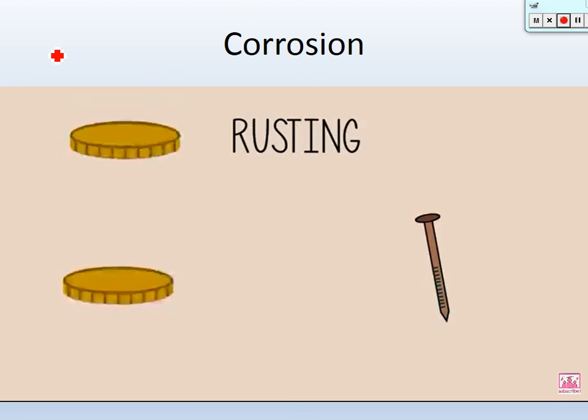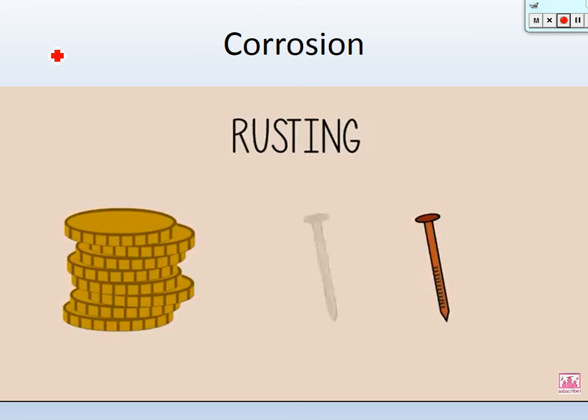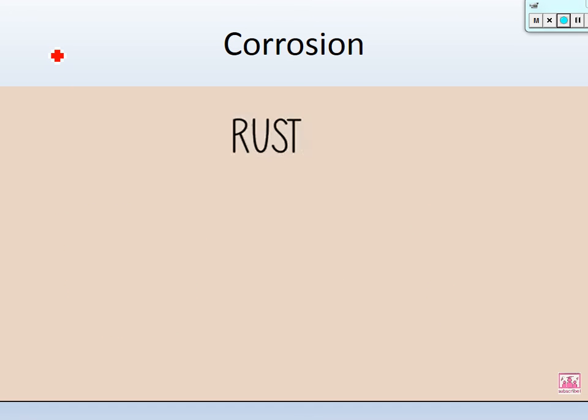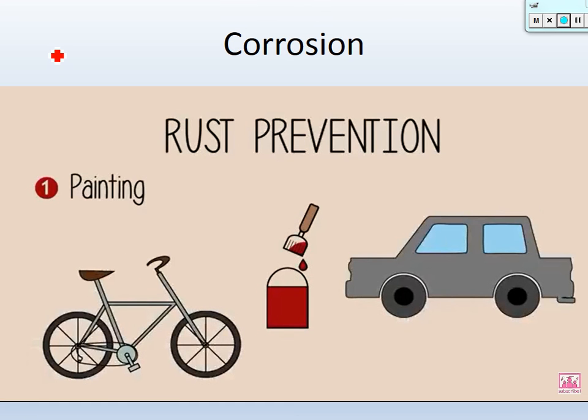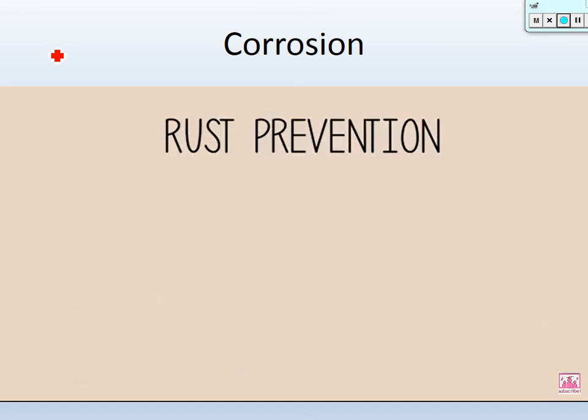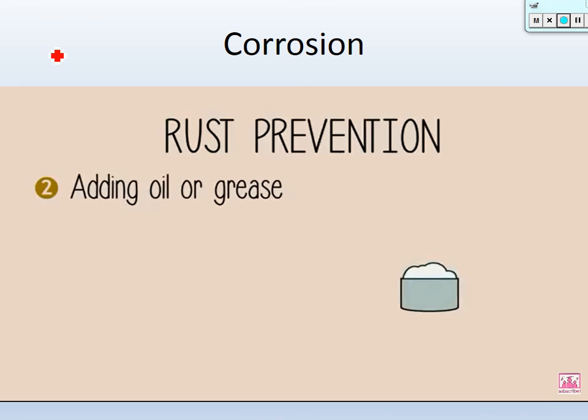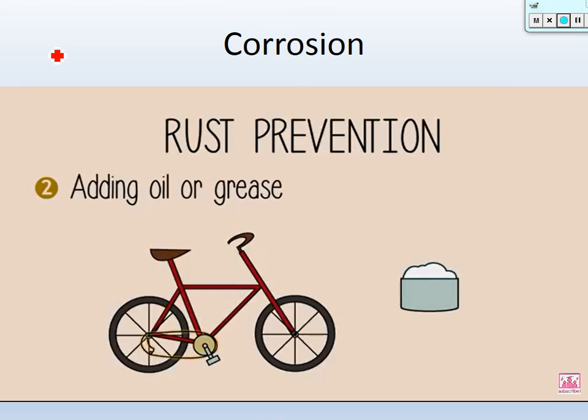Rusting can be very costly if we have to constantly replace these items made of iron and steel. Rust can be prevented if we paint the areas exposed to oxygen and moisture. This is done on many bicycles and cars. Another method to prevent rust is by placing a layer of oil or grease. This is done on many bicycle chains. It helps lubricate the moving parts, which reduces friction and slows down the rusting process.